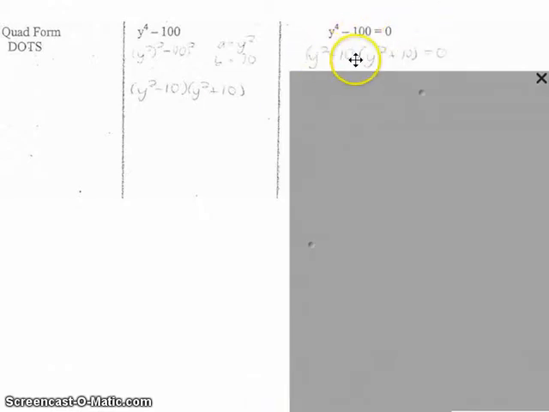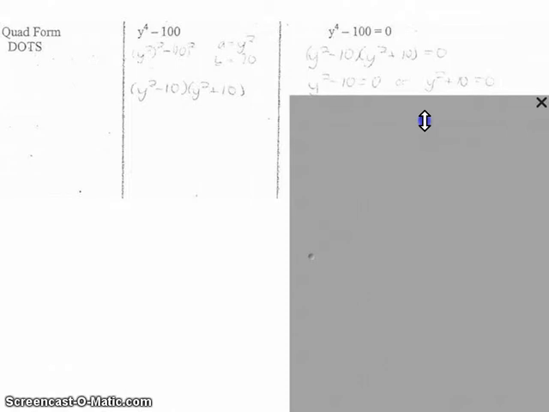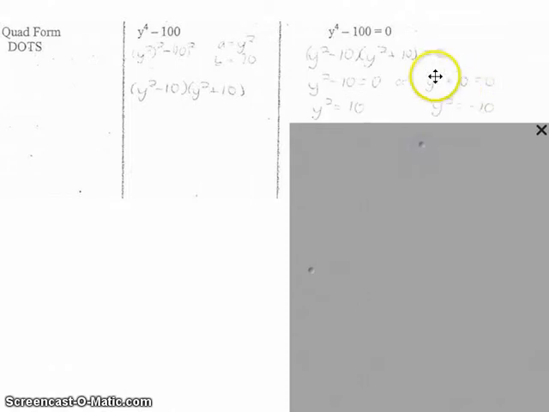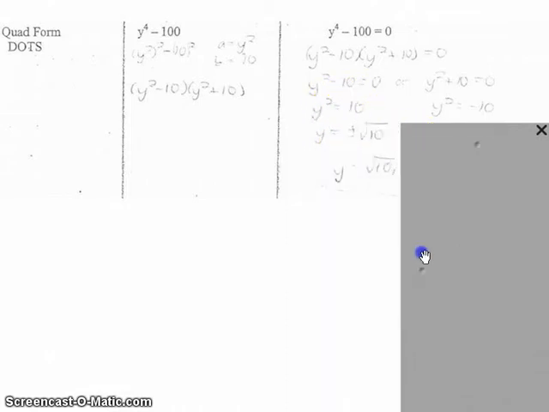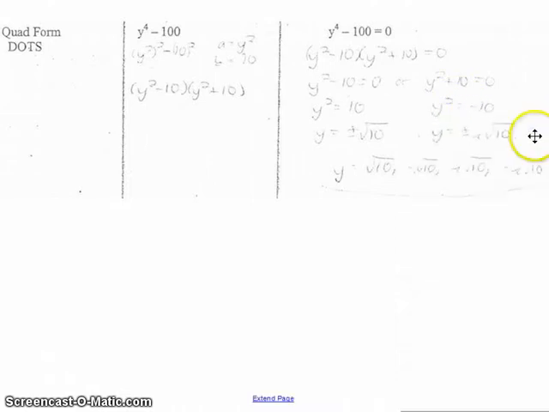Okay, so if y squared minus 10 times y squared plus 10 is equal to 0, then either y squared minus 10 is equal to 0 or the one on the right is. If y squared minus 10 is equal to 0, that means y squared is equal to 10. On the right side, I've got y squared is equal to negative 10. This means y is equal to plus or minus the square root of 10. The right side, though, means y is equal to plus or minus i times the square root of 10. And so again, you've got four answers: the plus or minuses, these two without i, those two with i.